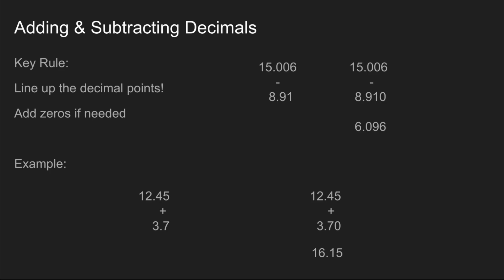Now to subtraction, let's look at the top of the page. We have 15.006 minus 8.91. So what does it say? Line up the decimal points and add zeros if needed. So we're going to add a 0 to the end of 8.91, which would make it 8.910, and then 15.006.